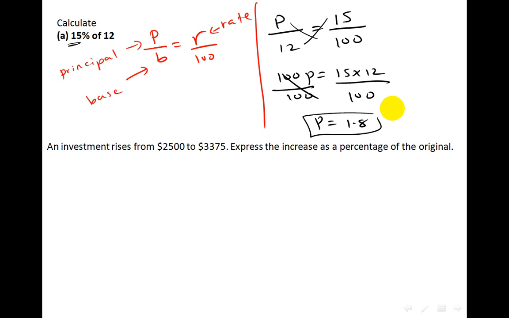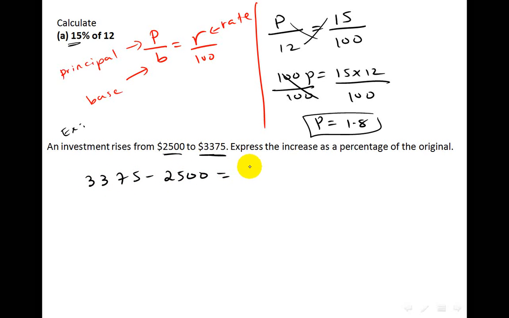Okay, an investment. Now we have another example here. An investment rises from $2,500 to $3,375. Express the increase as a percentage of the original. Here I'm going to give you the method that the book is using. First, I want to know what's the difference between these two. So 3,375 minus 2,500 will give you 875.